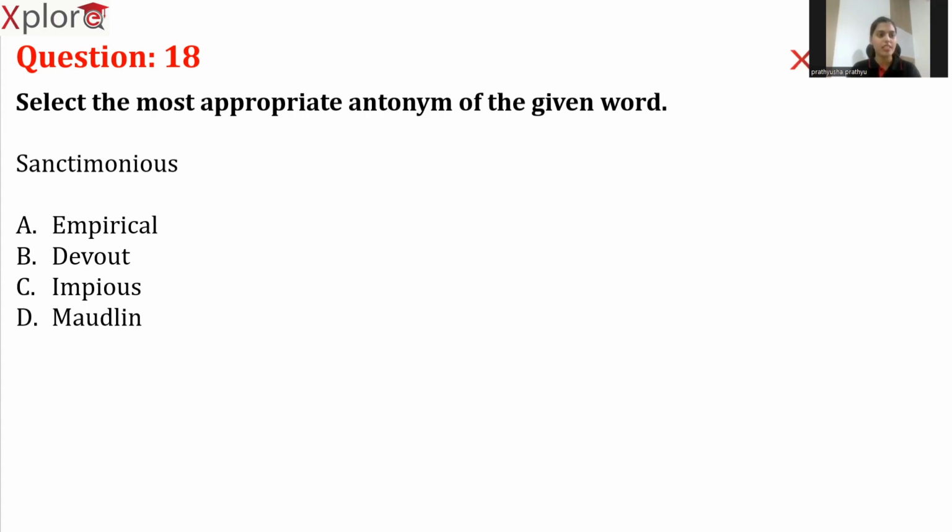In other words, sanctimonious is actually a close synonym to pious. So what is the opposite term of pious? Obviously, it is very clear: impious. Pious, impious. Now, what is the meaning of empirical? Empirical means factual or seen. Let me write it here so that you can clearly understand it.